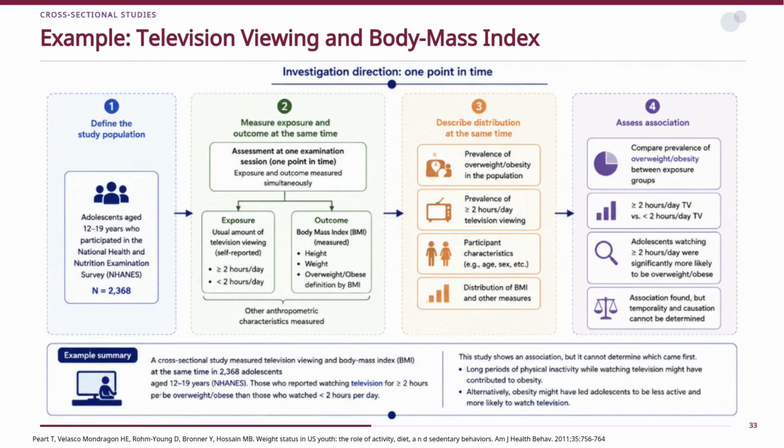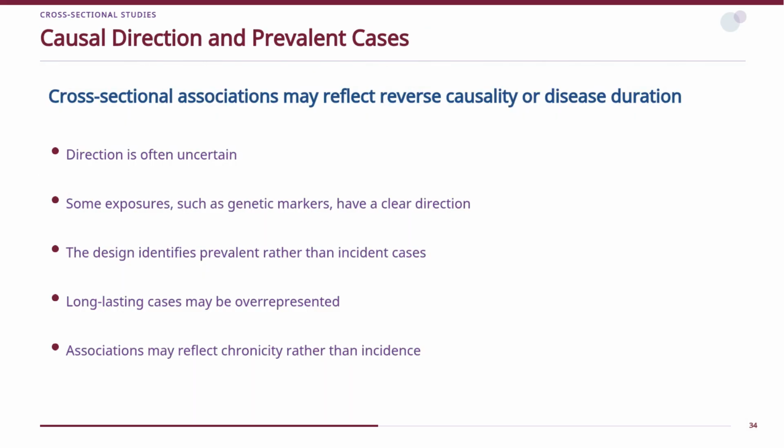Long periods of physical inactivity while watching television might have contributed to obesity. Alternatively, obesity might have made a teenager less willing to exercise and more likely to watch television. Uncertainty about the direction of causality is a common limitation of cross-sectional studies. However, in some situations, the causal direction can reasonably point only one way. For example, if a cross-sectional study found an association between a genetic marker and a disease, it would not be reasonable to suggest that the disease caused the genetic marker to appear or disappear.